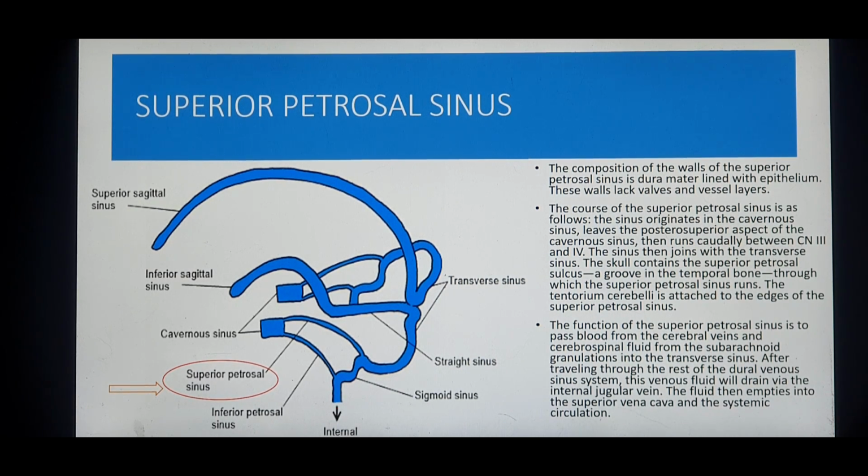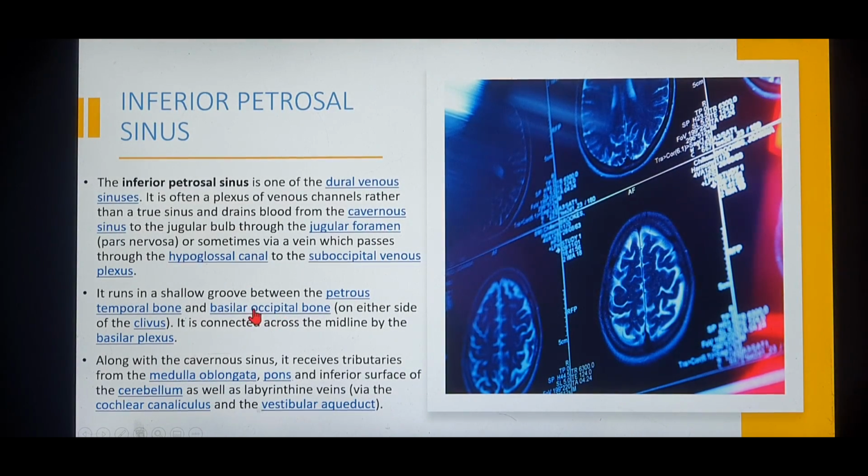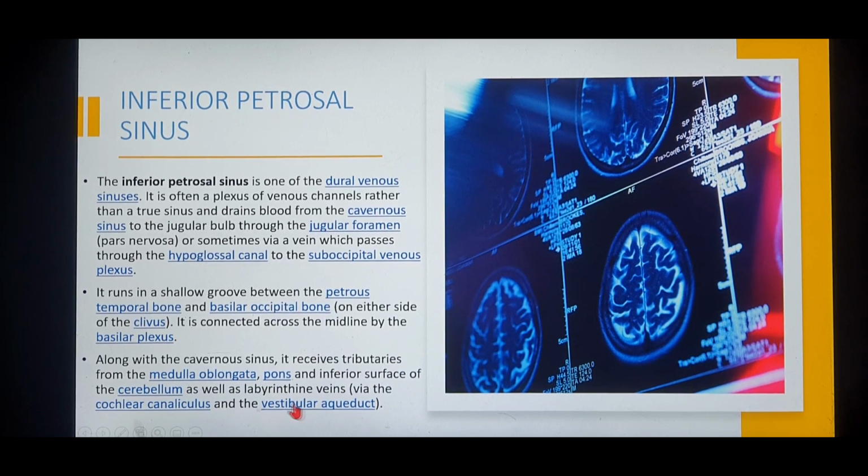So it's the same thing roughly for the superior and the inferior petrosal sinus. The extra thing you have to remember is that apart from the cavernous sinus, it drains tributaries from the medulla oblongata, pons, and the inferior surface of the cerebellum, as well as the labyrinthine vein, that is the cochlear canaliculus and the vestibular aqueduct.